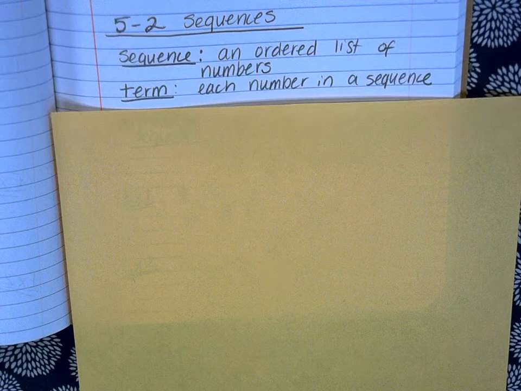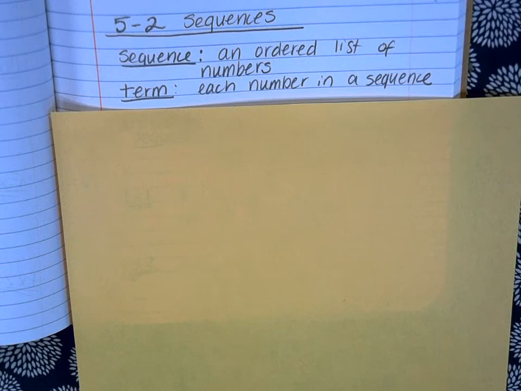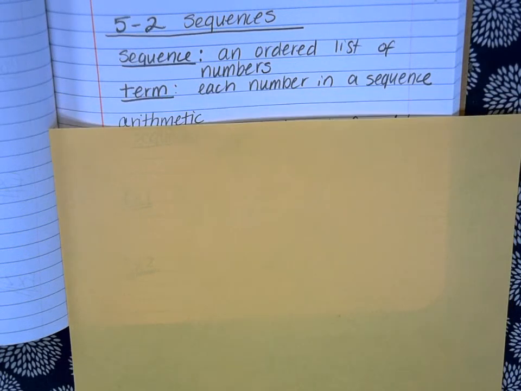A term is each number in a sequence. A term is each number. So how they say that is they'll say like list the 5th term of the sequence. So you know you're looking for the 5th number. Or list the missing term, right? Because they'll put like 2, 4, 8, 10, and you have to figure out it's 6. Okay?